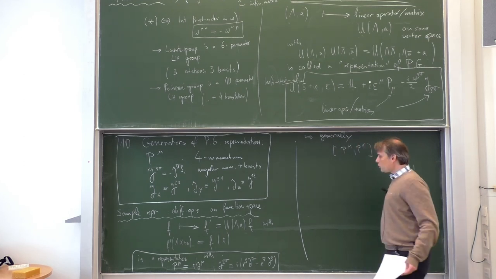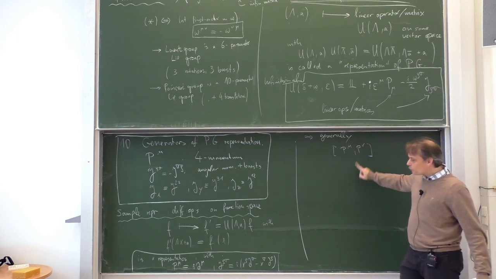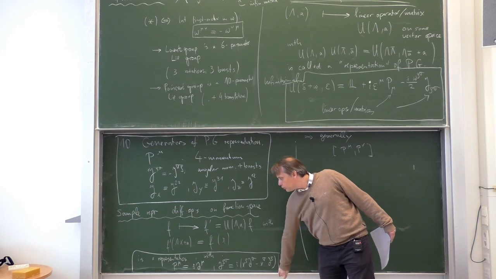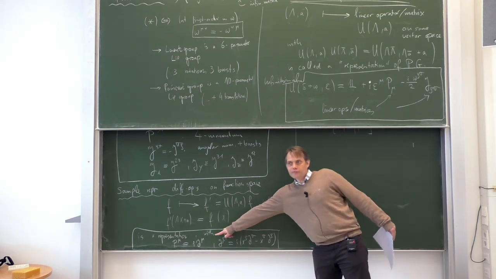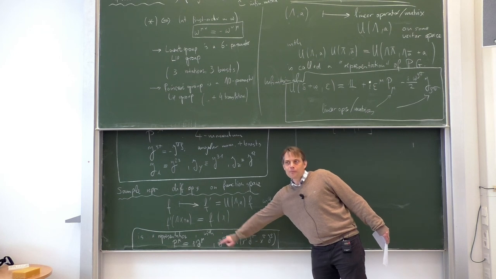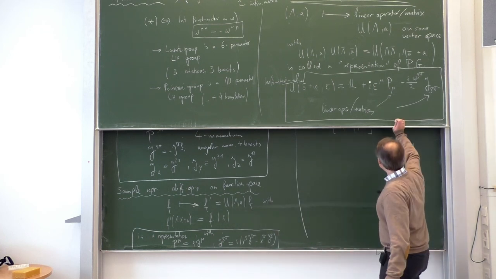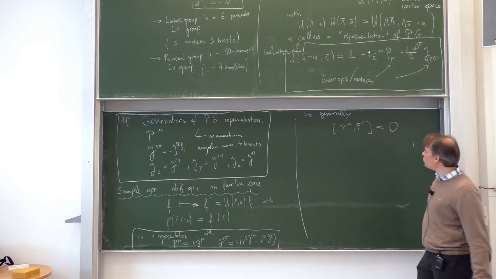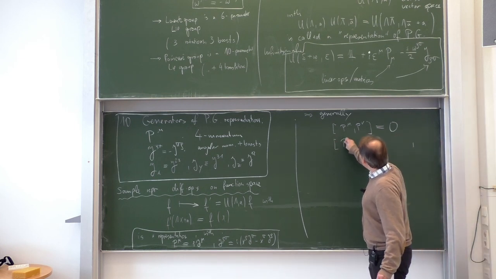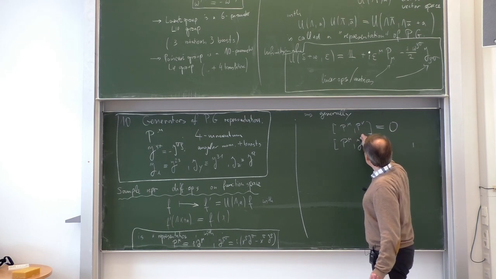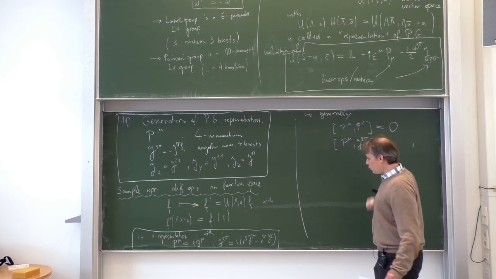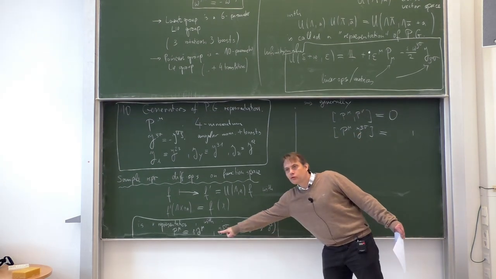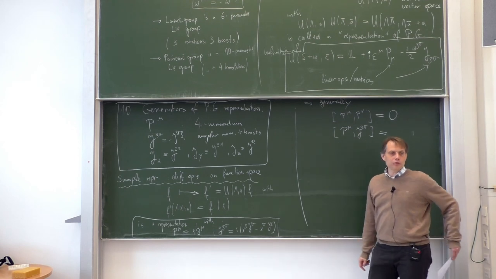First, the commutator between P mu and P nu. That is probably easy to read off for everybody. What is the commutator between P mu and P nu? If that is your P, then the commutator is, of course, zero. So two different momenta commute. What about the commutator of P mu and J rho sigma? Is that zero as well? If you have this J rho sigma and this P mu, does the commutator vanish or not?